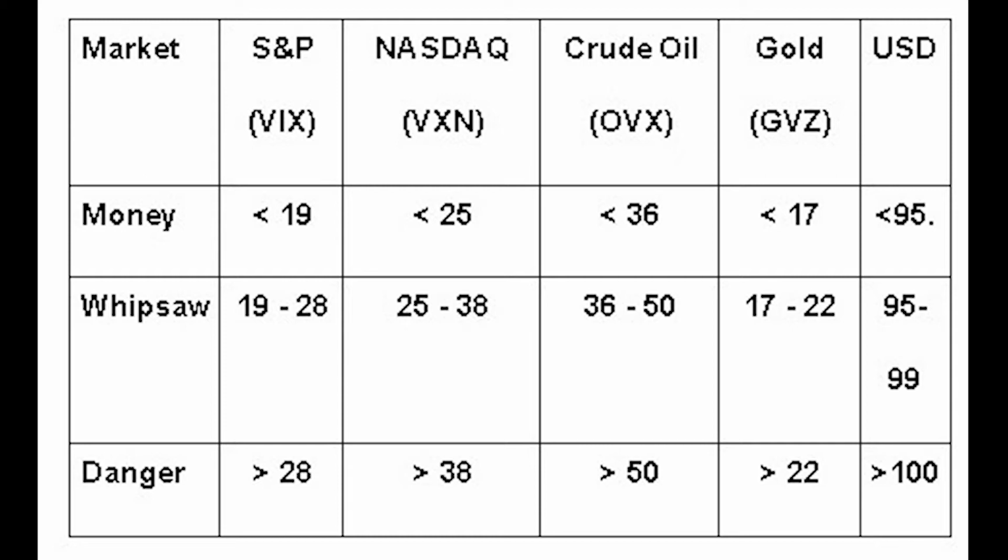So when the VIX is below 19, the NASDAQ volatility indicator is below 25, crude oil is below 36, gold's below 17, the US dollar is below 95. I consider that a buy and hold easy market, right? That means I'm going to be a portfolio manager.